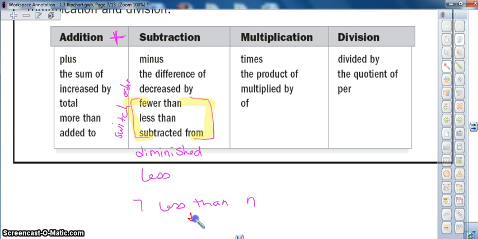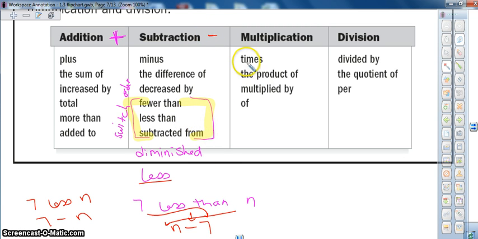We know "less than" is going to be minus. Switching the order means the n has to come first, minus 7. So the 7 comes later. Switch the order. Now, what if you have the phrase just "less"? 7 less n. You keep it in the exact same order: 7 minus n. So you need to be really careful of these phrases that I kind of highlighted.